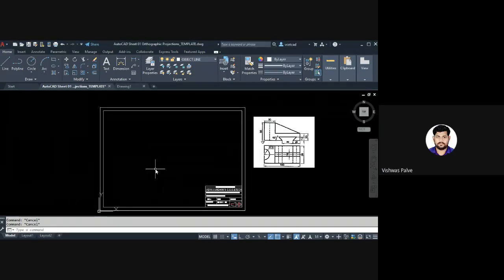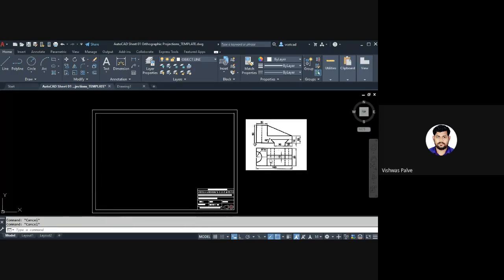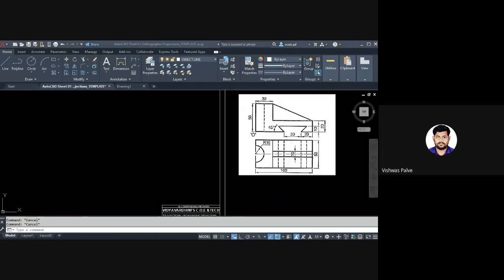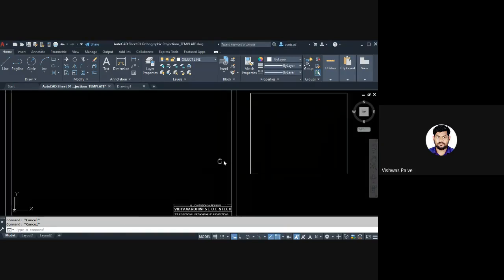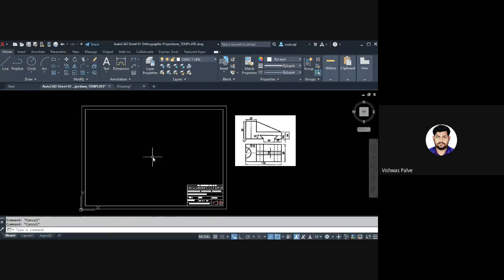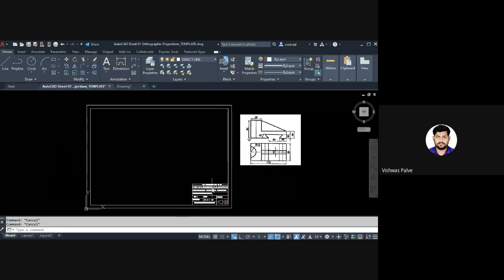Okay, so whenever we start with an isometric projection, I have taken a simple problem which is there in your assignment. If you refer to assignment number 6 in your lab manual, isometric projection, this problem you have to solve on paper. We'll start with this problem. I'll draw it on AutoCAD, and then you can draw it on plain paper in your assignment book.